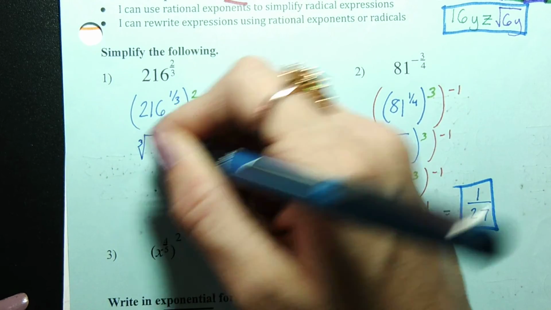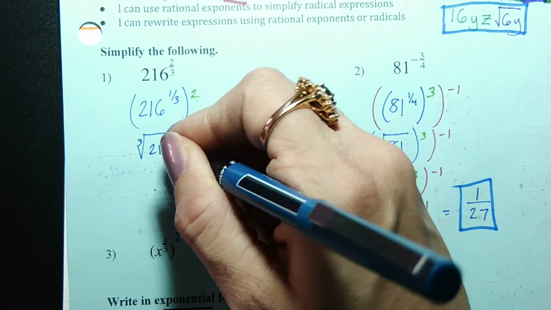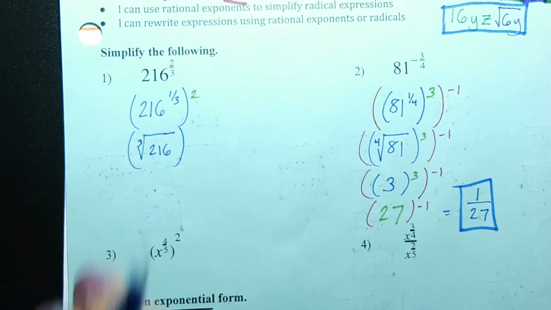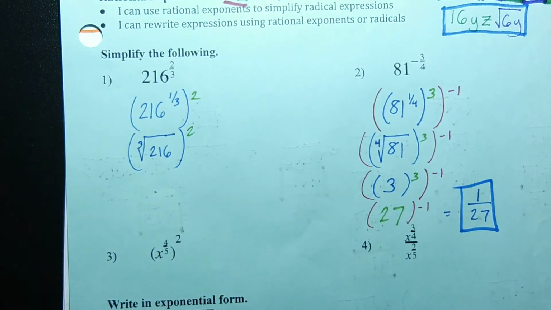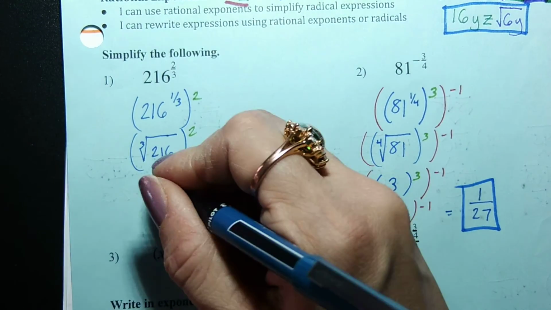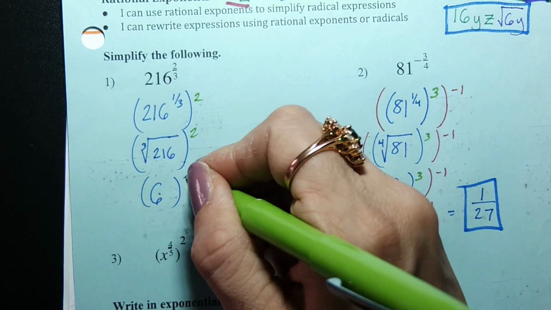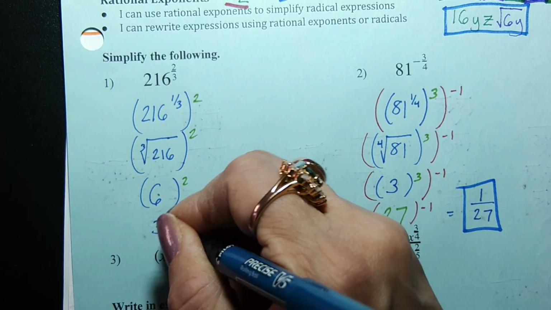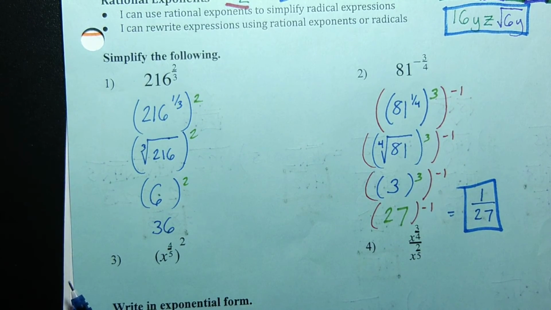So the cube root of 216. What is the cube root of 216? It is 6, looking at our yellow sheet. And then squared is 36. That was the same one that was in your notes. Did you catch that? Just getting some extra practice there.